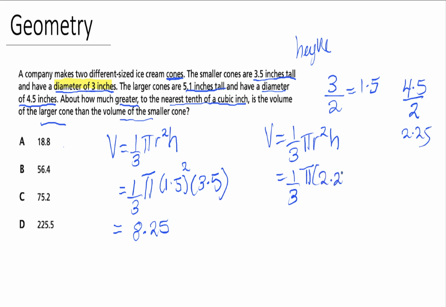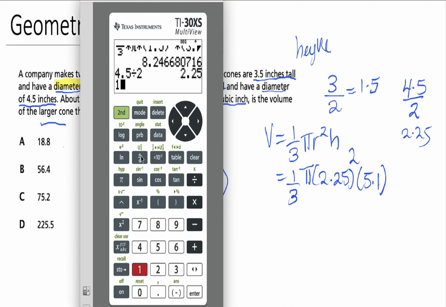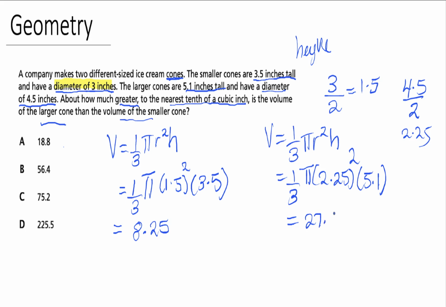So that will be 2.25 to the second power, and it's 5.1 inches tall. Let's put that into our calculator. So again, 1 n over d, 3, go to the right, multiply by pi, multiply 2.25, close, raise to the second power, times, open, 5.1. Enter. And notice we get 27, and we're going to round this. So this is going to be 27.04.